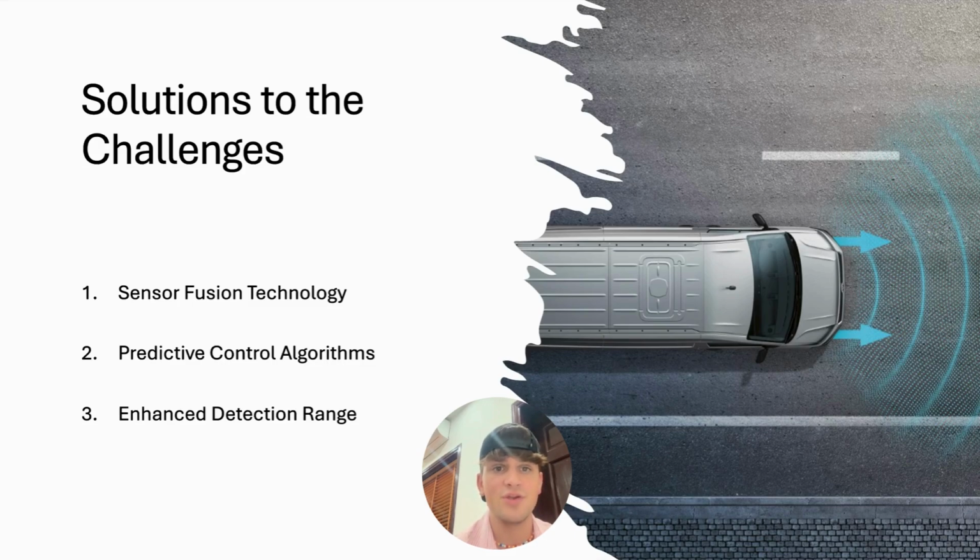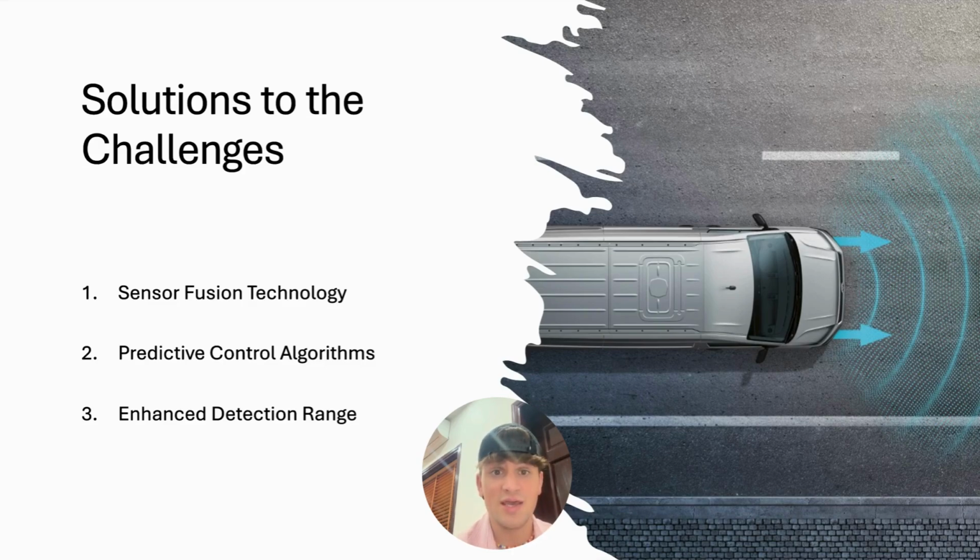For the second problem, we got predictive control algorithms. So advanced algorithms can analyze real-time data and predict vehicle behavior based on historical patterns. These allow the system to anticipate sudden stops or lane changes, enabling smoother adjustments and reducing abrupt braking.